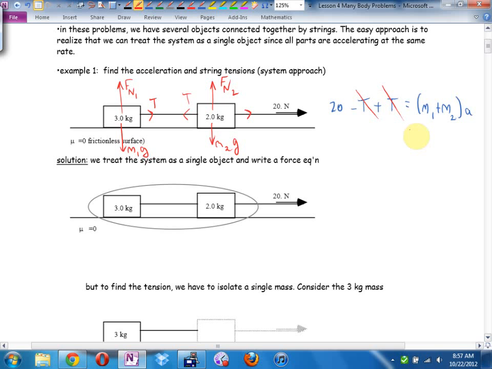Tensions cancel. Oh! How would I get the acceleration by itself?